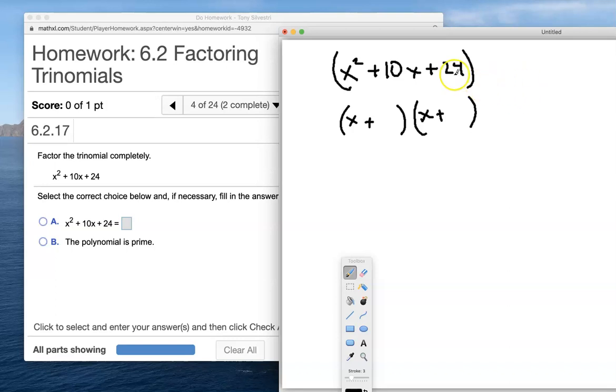6 times 4 is 24, and they would add, or subtract, to be 10. In this case, it doesn't really matter where you put the 6 and where you put the 4, because you've got balance here. I can put the 6 in front or the 4 in front, or the 6 in the back. That's the answer to that problem.